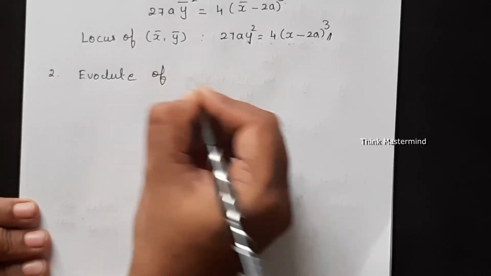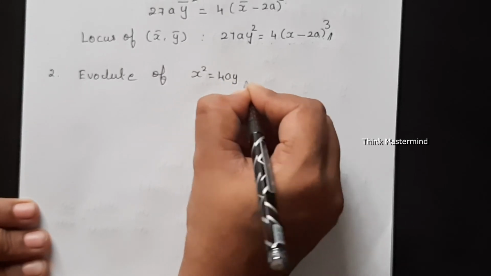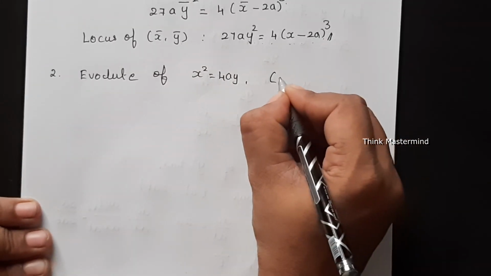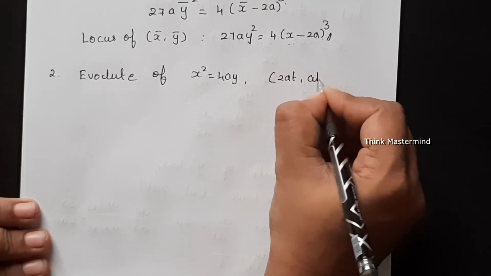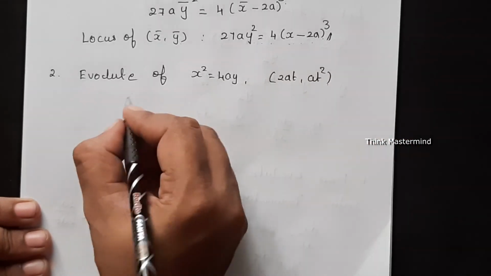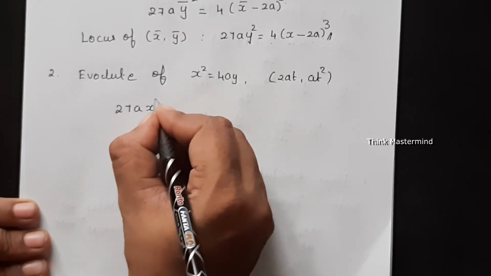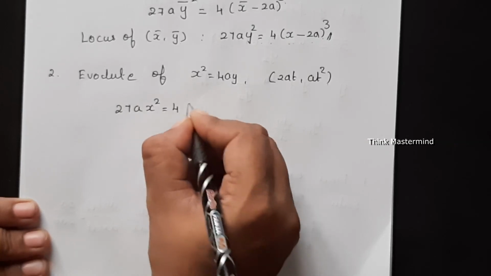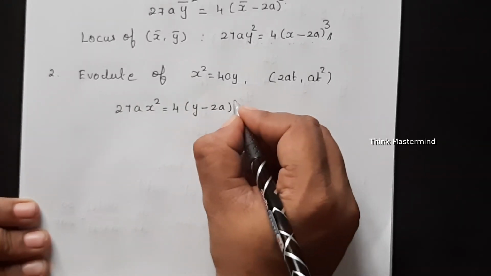Evolute of the parabola x square is equal to 4ay with parametric form 2at comma at square. The answer becomes 27a x square is equal to 4 times of y minus 2a whole cube.